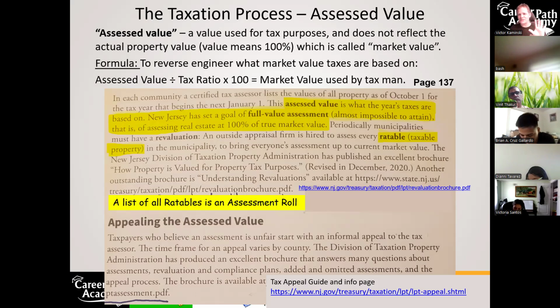Well, wait a minute. Didn't we just learn ad valorem is the general property tax, and it means according to the value of the property? What do politicians have to do with that? Well, they have to deal with the tax rate. The tax rate is the number that you multiply by the assessed value, which is based on the market value. And that's how they calculate the property taxes that you eventually pay.